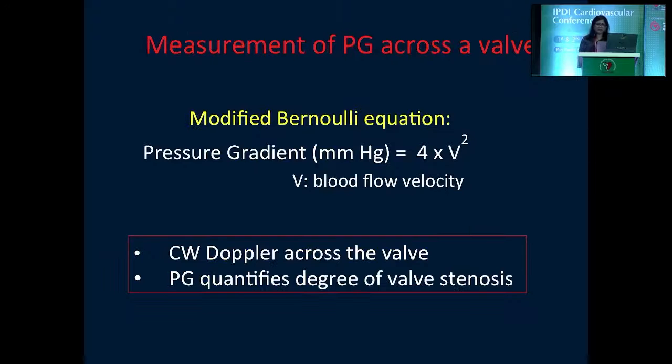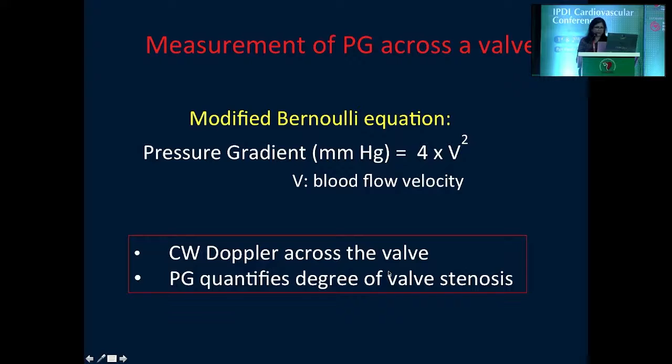Another clinically significant hemodynamic assessment is the measurement of pressure gradient across a valve. This is to quantify the degree of valvular stenosis, and that we do by applying the modified Bernoulli equation, which says that pressure gradient is equal to 4V square, where V stands for velocity of the blood flow, and that we derive from CW Doppler across the valve.